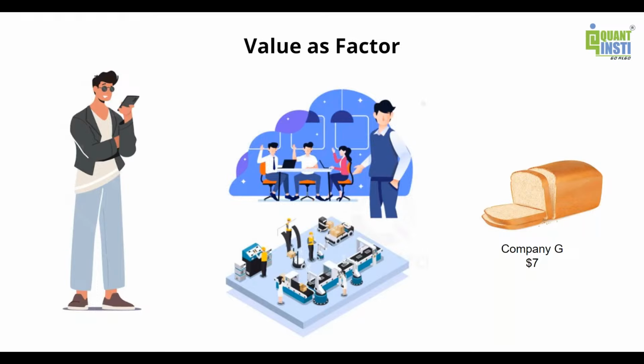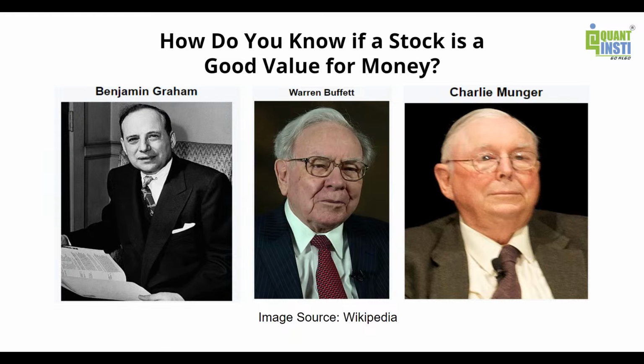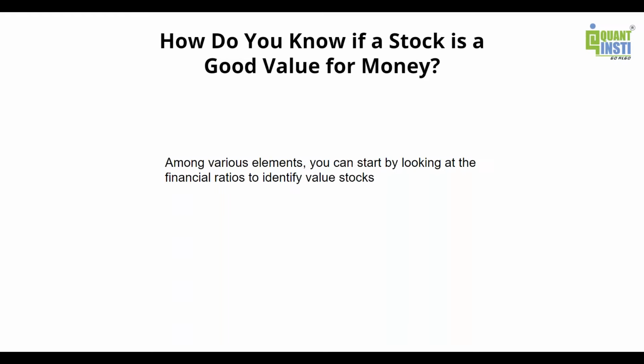In a similar manner, in the value factor, you are looking for stocks which are undervalued or value for money. But how do you know if a stock is good value for money? This question has plagued a lot of people. For the answer, we will go to some legendary investors and try to learn something from them. Benjamin Graham is known as the father of value investing. Later, Warren Buffett and Charlie Munger took these principles, added their own interpretation, and looked at investing through these ideas. According to value investing, among various elements, you can look at the financial ratios from the financial statements to identify value stocks.